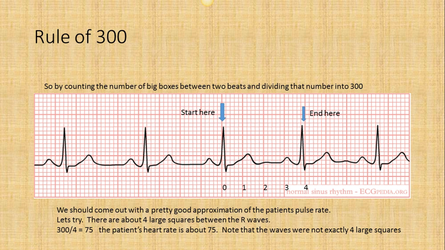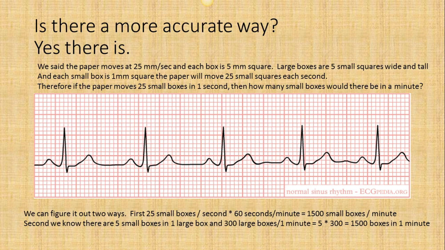So the rule of 300 is just taking those and counting it out. Is there a more exact way or a more accurate way? Sure. We said the paper moves at 25 millimeters per second and that each box is 5 millimeters square. Inside the large boxes there are 5 smaller squares, and they are 1 millimeter square. So as the paper moves 25 millimeters, it's going to move 25 small squares per second.